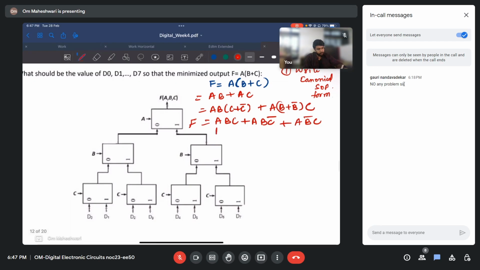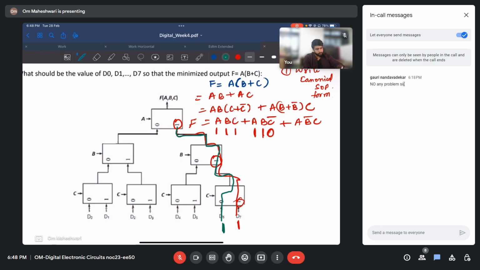When A is 1, B is 1, C is 1, F will be 1. So let us look at that part. Here A is 1, B is 1, and C is 1. So this part is this, so here D7 should be 1. Next is A is 1, B is 1, and C is 0. This should be 1.